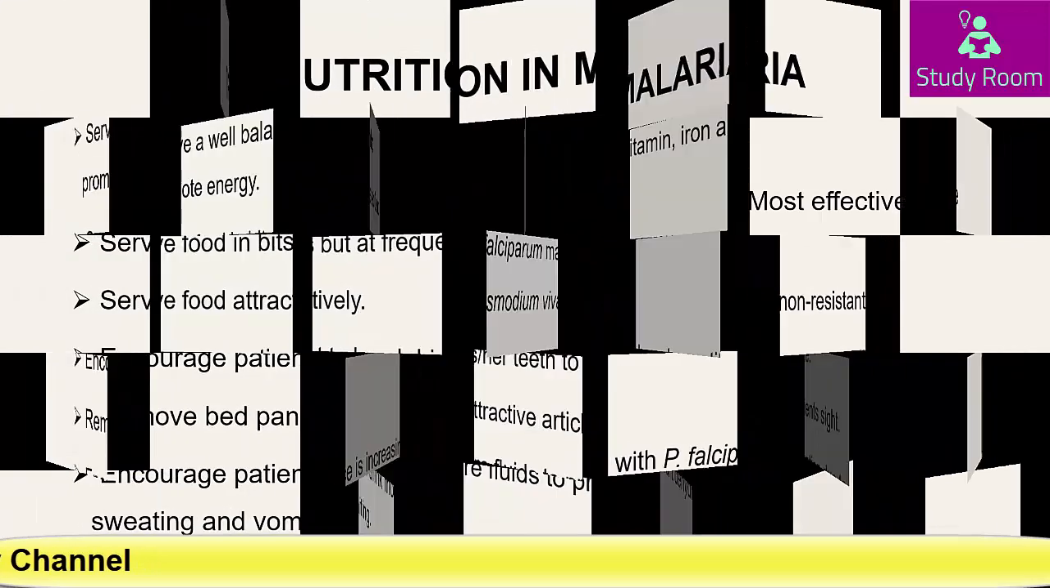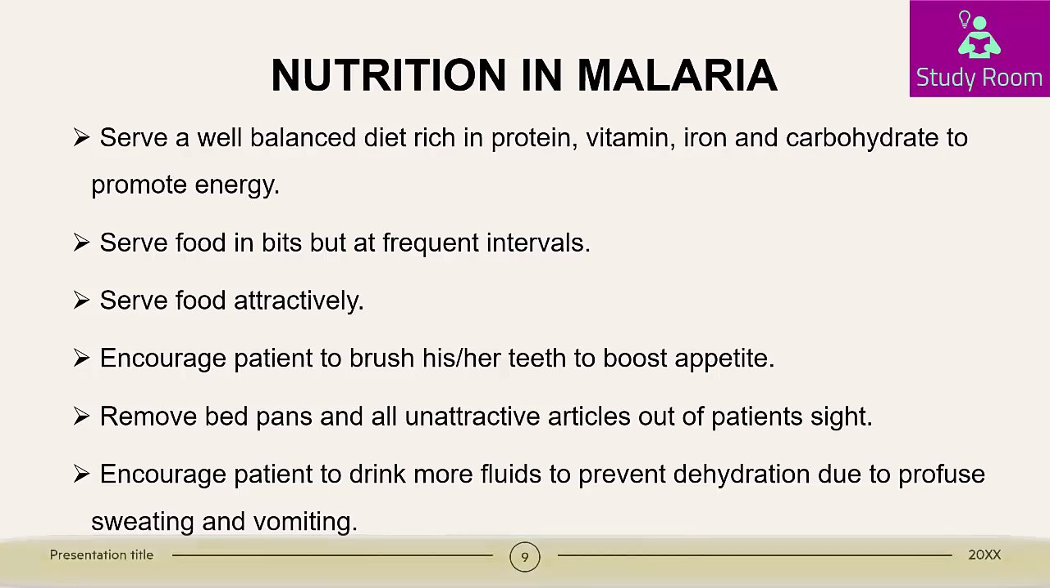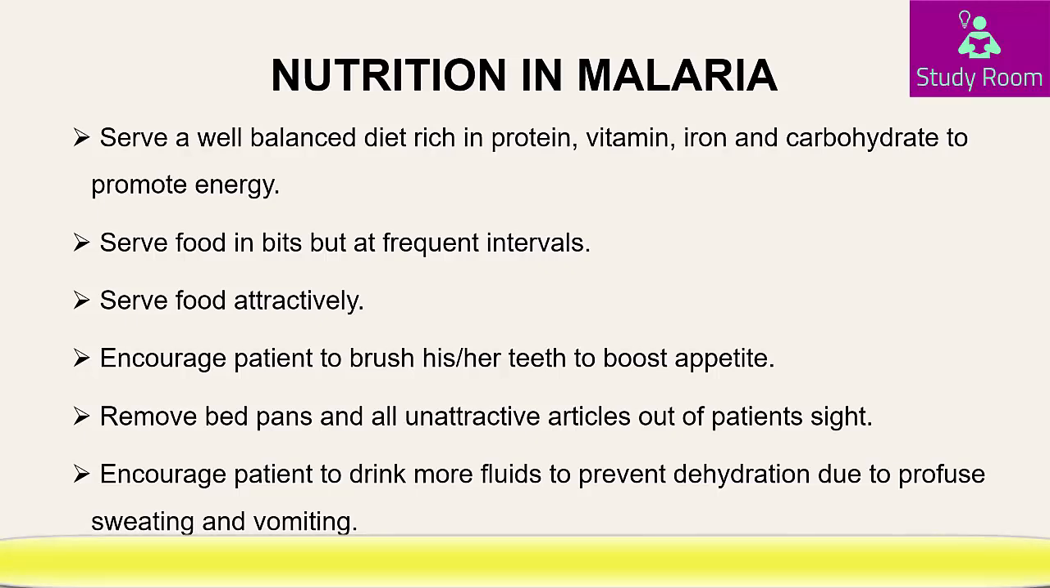Then, nutrition in malaria. Serve a well-balanced diet rich in protein, vitamins, iron, and carbohydrates to promote energy. Serve food in small amounts but at frequent intervals. Serve food attractively. Encourage the patient to brush her teeth to boost appetite. Remove bedpans and all unattractive articles out of the patient's sight. Encourage the patient to drink more fluids to prevent dehydration due to profuse sweating and vomiting.